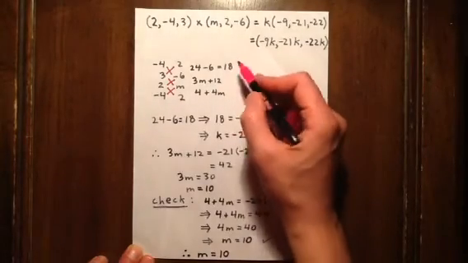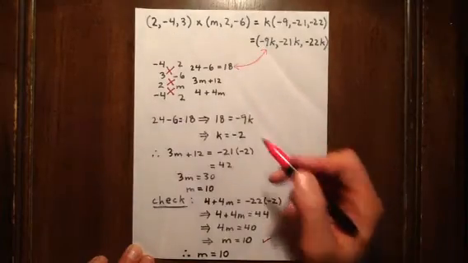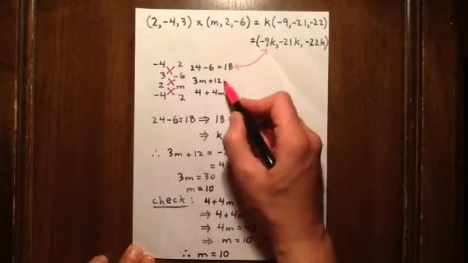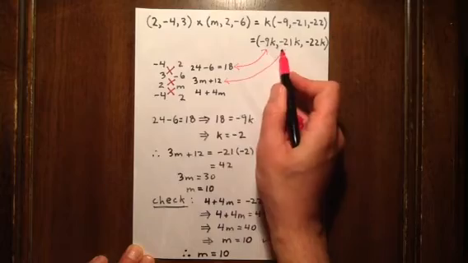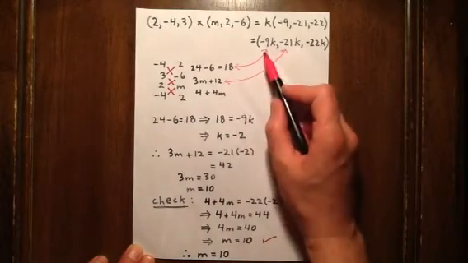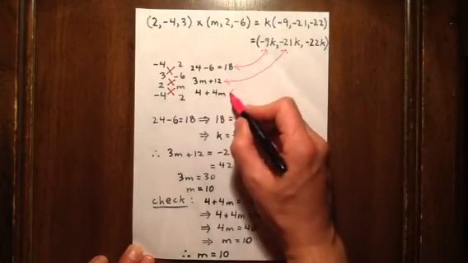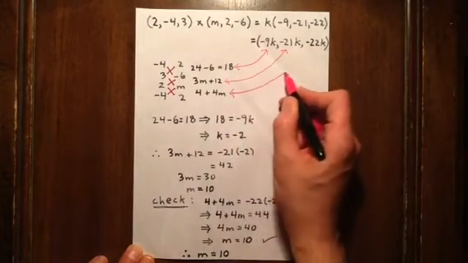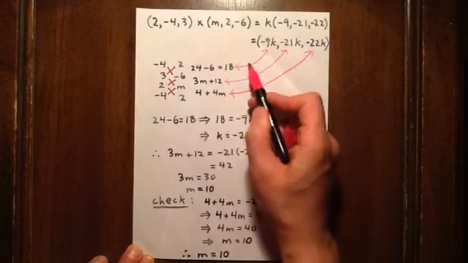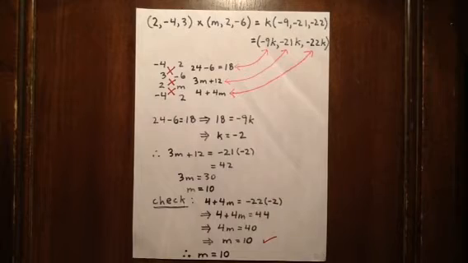Now we see that these have to match up. 18 has to equal -9k. That'll be pretty easy to solve. Then 3m plus 12 has to be -21k. Once we know the value for k, that'll be pretty easy to solve for m. And then we need to hope that the value for m and the value for k that we get make this a true statement. And if it does, we're good.